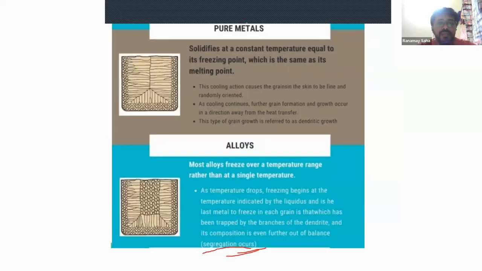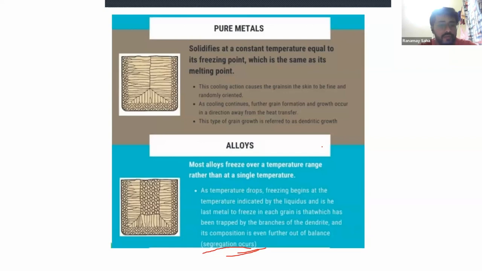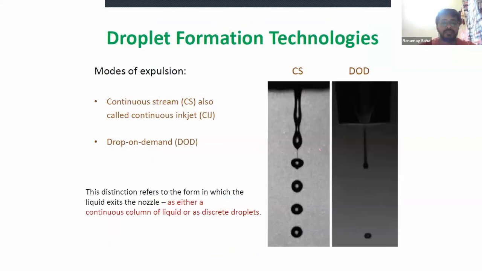So yeah, that mainly is the way through which you can find the differences between pure metals and alloy solidification difference. So next, we move to droplet formation technologies, right? This is something related to the way in which you deposit metals layer by layer, the metallic powders, or even polymer powders, whatever you can say in case of additive manufacturing process.